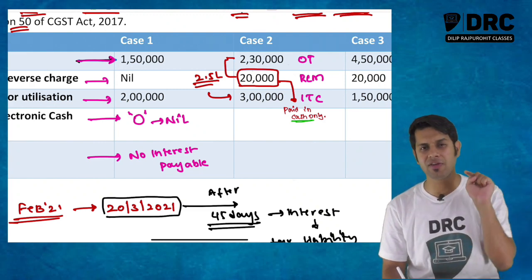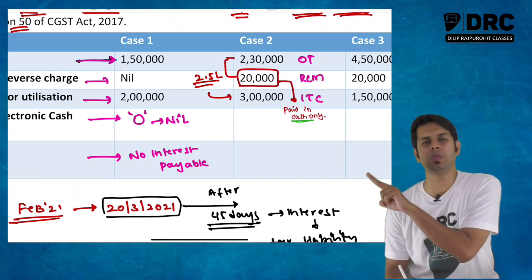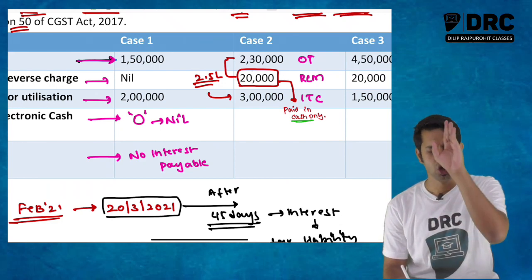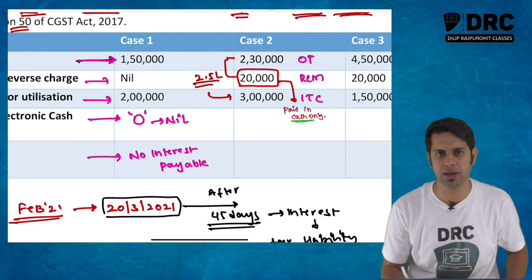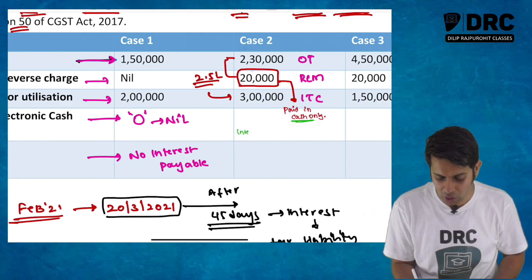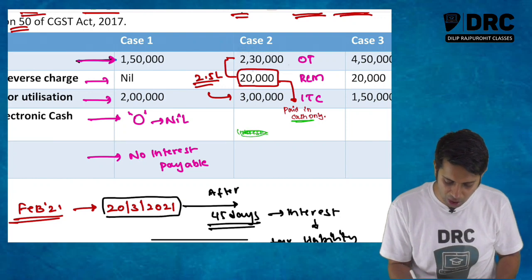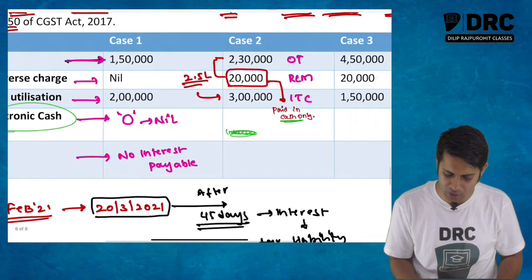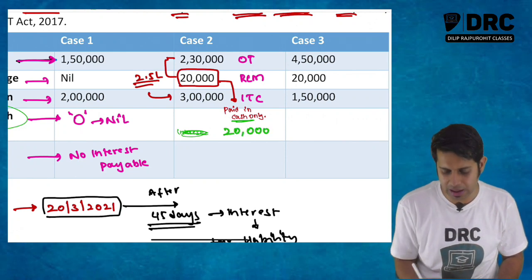Now I am making a 45 days delay, and by using my electronic cash ledger I am paying 20,000 rupees. On this 20,000 you will compulsorily have to pay interest. So please note, though you have excess input tax credit, on what amount should I pay interest? On the amount which you have paid through electronic cash ledger. I paid 20,000 rupees through electronic cash ledger.